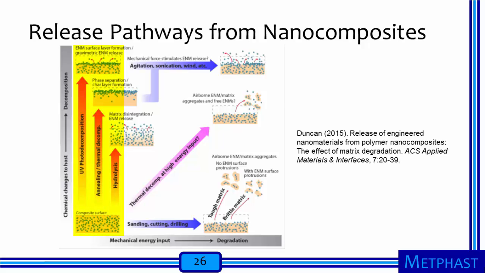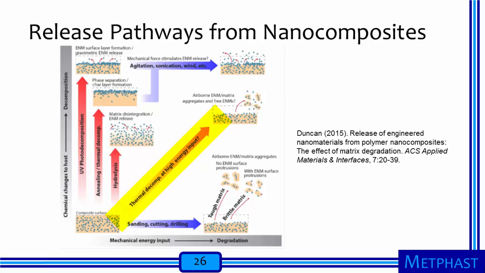Photodecomposition by ultraviolet radiation, intentional and unintentional thermal processes, and exposure to water over time may lead to chemical changes in the nanocomposite that release nanoparticles. Intentional and unintentional mechanical energy, such as machining, agitation, and winds, applied to nanocomposites that have already experienced some level of chemical decomposition has the greatest potential to release free nanoparticles.